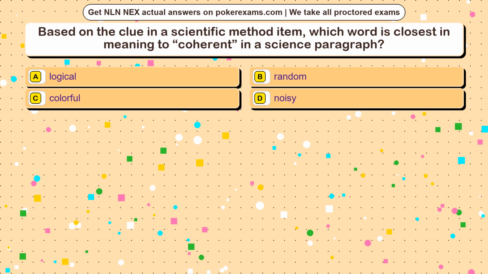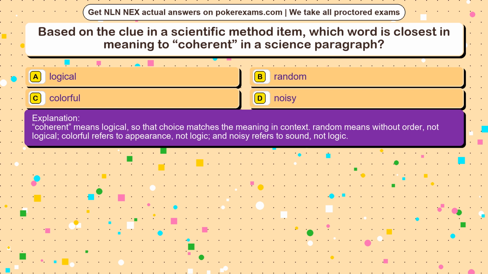The correct answer is option. Coherent means logical, so that choice matches the meaning in context. Random means without order, not logical. Colorful refers to appearance, not logic, and noisy refers to sound, not logic.